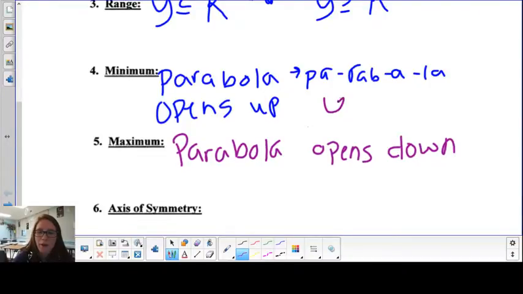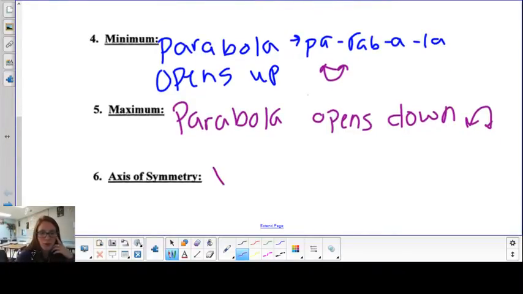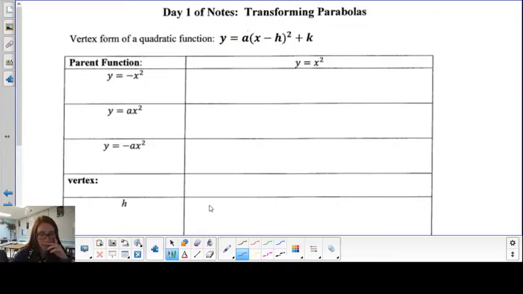Again, up would make a U shape, down would make an upside down U shape. And my axis of symmetry is going to be x equals the x of the vertex. So in this case, x is going to be equal to h, and it's going to be that line. We've seen this a little bit already. I just wanted to refresh your memory. So let's take a look at the next part.